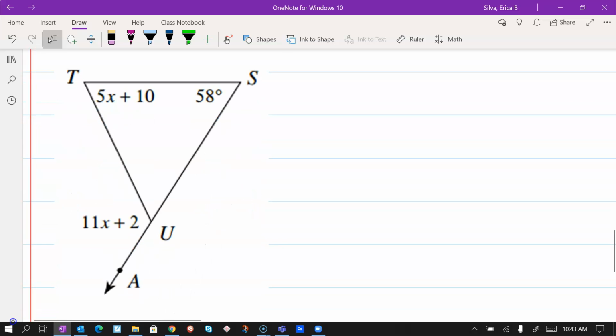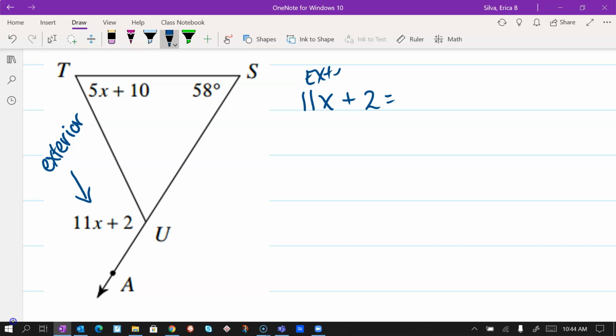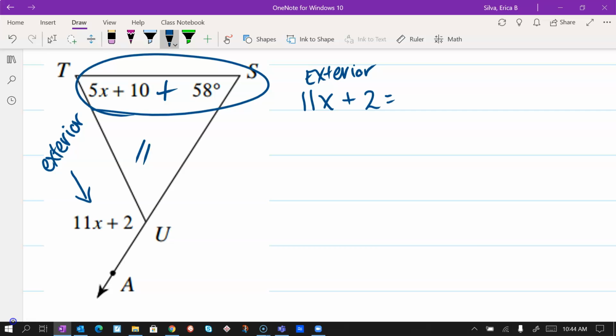And the last one. This one has some algebra in it. So if you notice my triangle, it's giving us an exterior angle and two interior angles. Which one is my exterior? 11x plus 2. That's my exterior. So I always like, when I identify my exterior, I like to write it down and put equals. And what two angles equal my exterior angle? T and S. So I'm going to circle them. We're going to add them. And they're going to equal that 11x plus 2. So we've got 5x plus 10 plus 58.